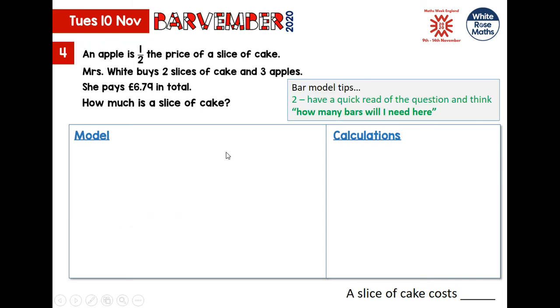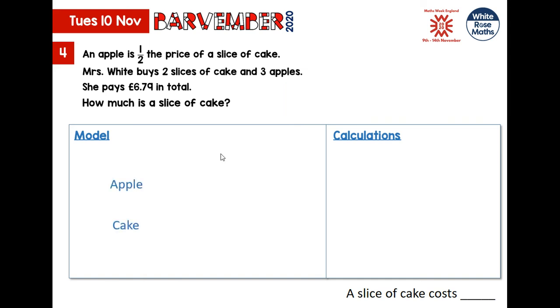Okay, question 4. Now, having not liked the last question, I love this question. This is classic bar modelling here. So how many bars will I need? Well, I think I need 2. It's about cakes and apples. And we see straight away that the apple is half the price of a slice of cake. So we make sure that we draw our bars so that these really are halves.